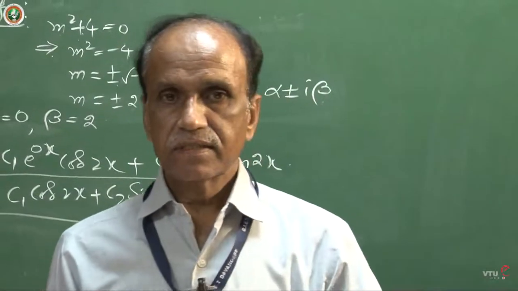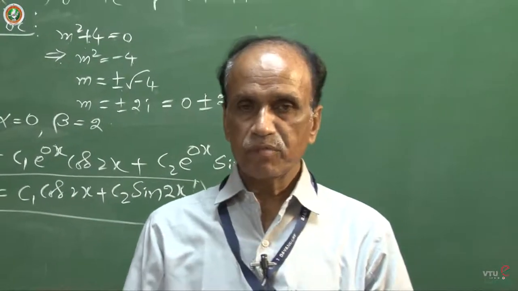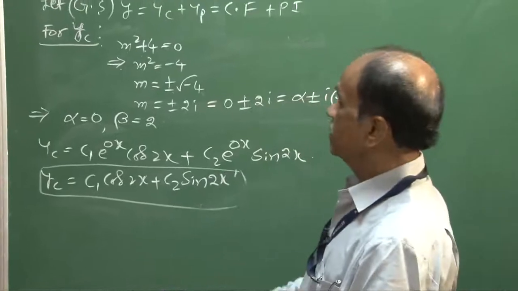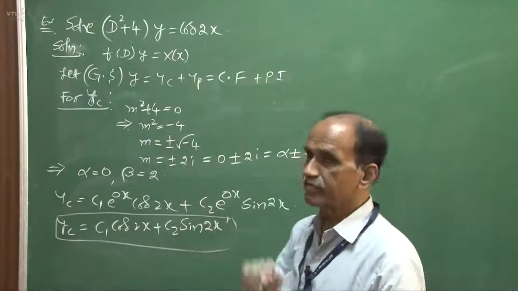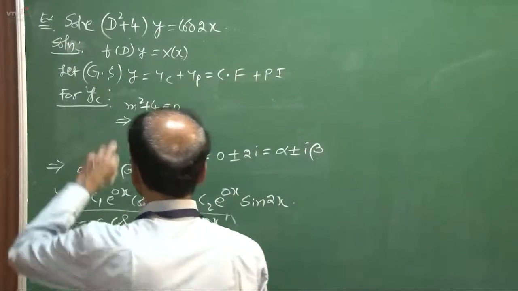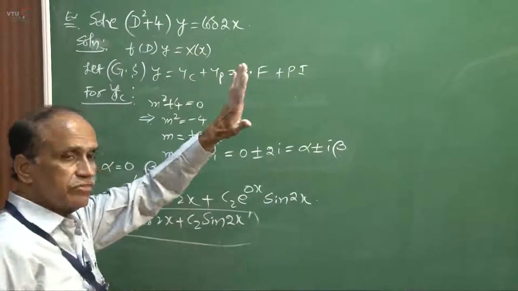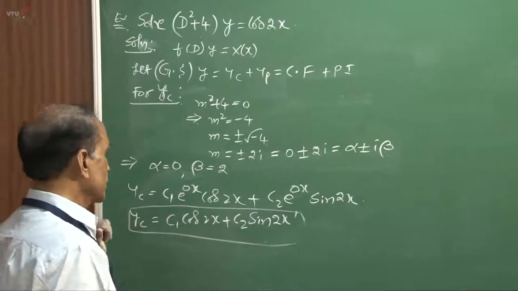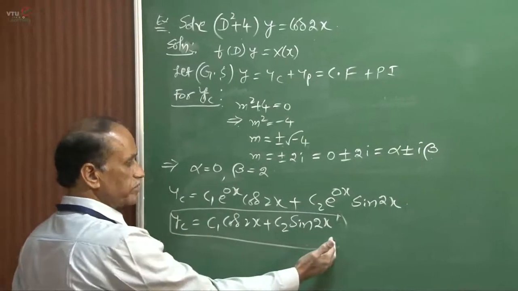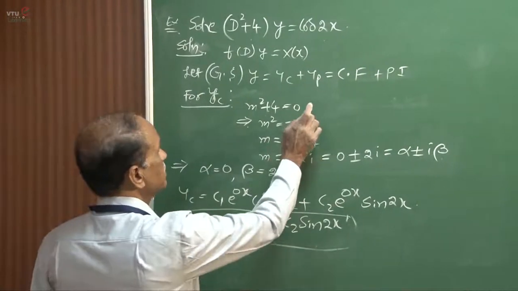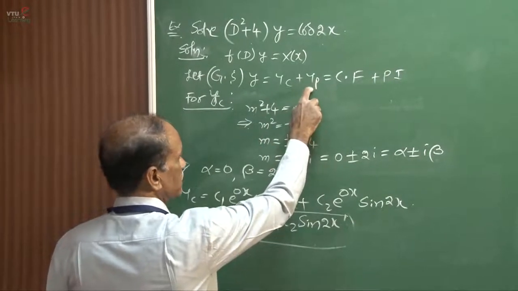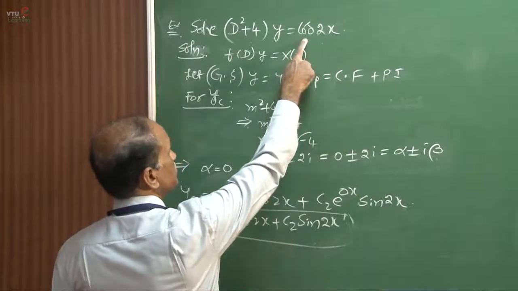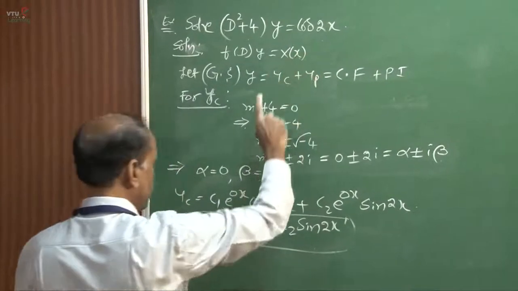Dear students, in the previous lecture we studied the problem up to the complementary function for the given differential equation, that is (D square plus 4)y equals cos of 2x. Now we have come up to the complementary function solution. Now we will try for the particular integral, where the general solution includes the second solution, which is responsible for the RHS of the problem.